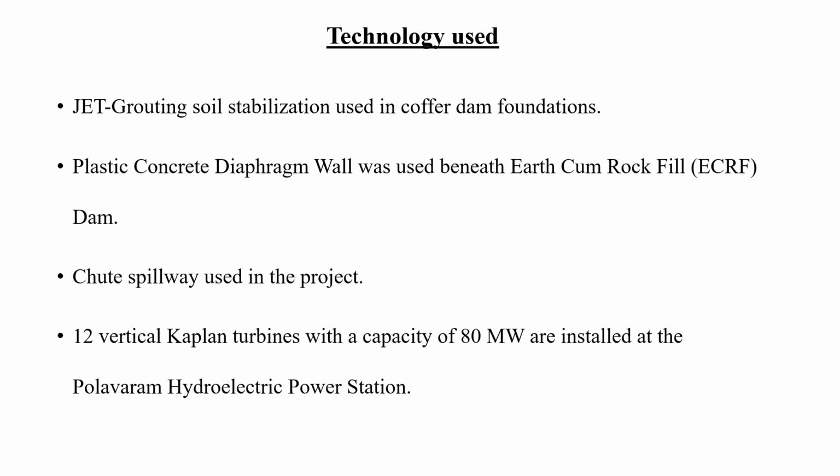Now, technology used. So, jet grouting, soil stabilization used in coffer dam foundations, plastic concrete diaphragm wall was used beneath the earth cum rock fill dam, that is ECRF, right? So then soot spillway used in the project, already discussed. 12 vertical Kaplan turbines with a capacity of 80 megawatt are installed at the Polavaram hydroelectric power station.